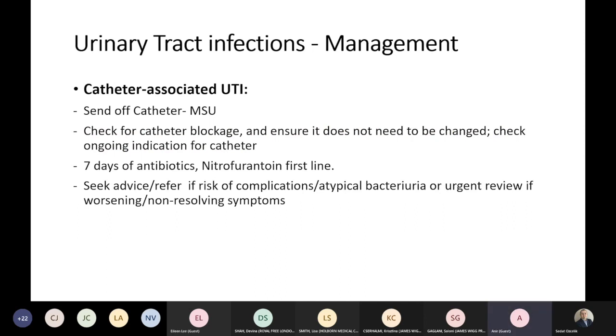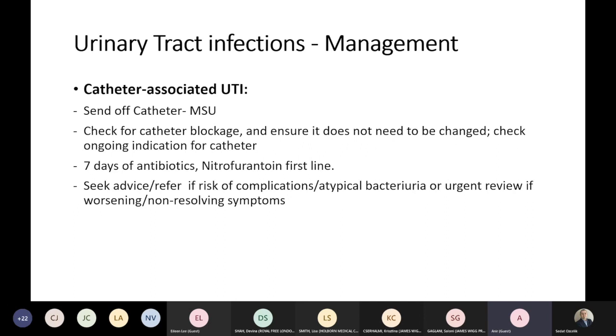Okay, and then commonly, catheter-associated UTIs are actually more common, and we do encounter them. So we would send off a midstream urine sample from the catheter. We would lightly cover with 7 days of antibiotics. Once again, it's nitrofurantoin. We often need to check the indication for the catheter in the first place. So we might want to check whether the patient needs the catheter. Can they be seen in the TWOC clinic? Does it need to be changed by district nurses? Is there any blockage? All these things can increase the likelihood of a urinary tract infection.